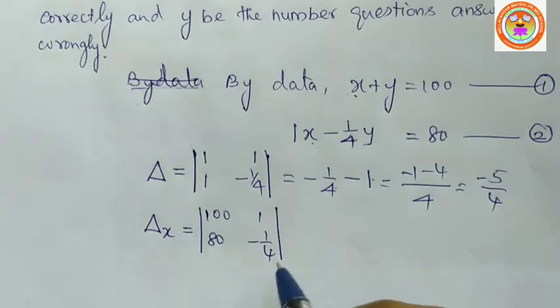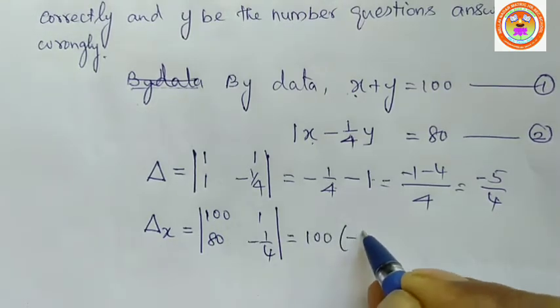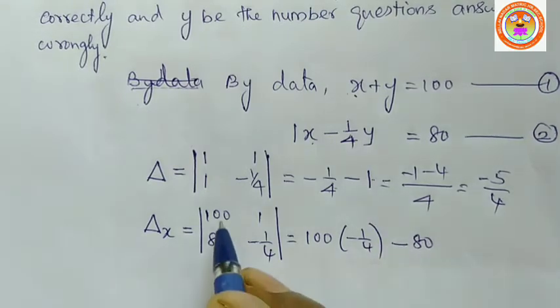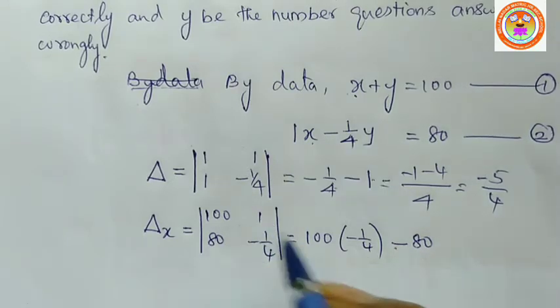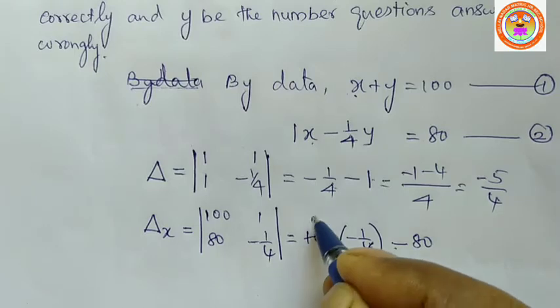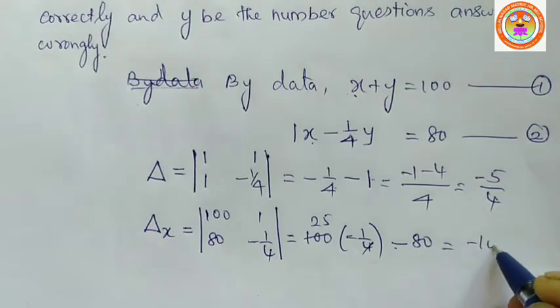If we expand this determinant, what will we get? 100 into minus 1/4 minus 80. 100 into minus 1/4, then minus 1 into 80 is 80. When we cancel the numbers, we will get 25. So minus 25 minus 80. Minus 25 minus 80 is minus 105.